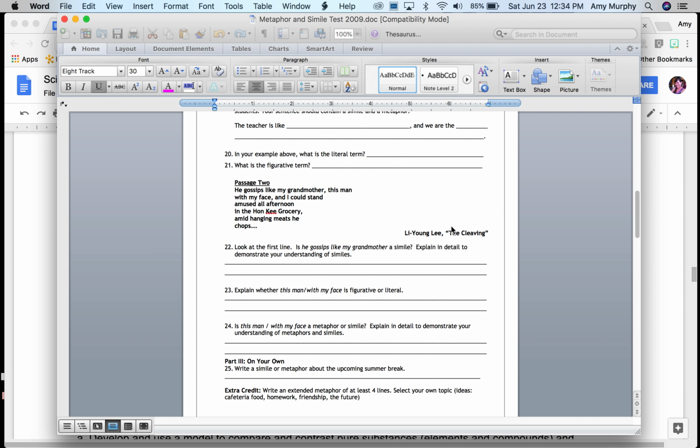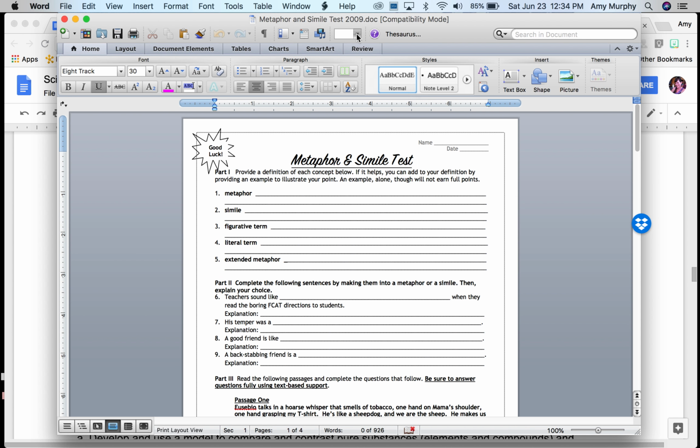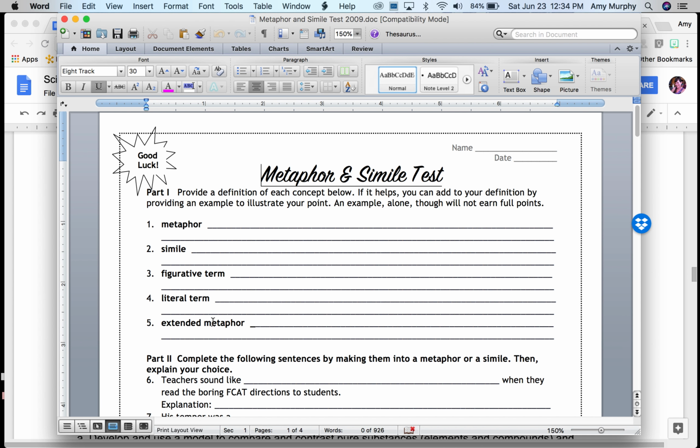So this is another example of giving students new opportunities. First I just wanted them to define the concepts that we had been studying, and I told them they could provide examples if they need to. Here I just wanted to see, what do you know and understand about these concepts? Then for the rest of the test, I had them applying their knowledge and their skills to new texts.